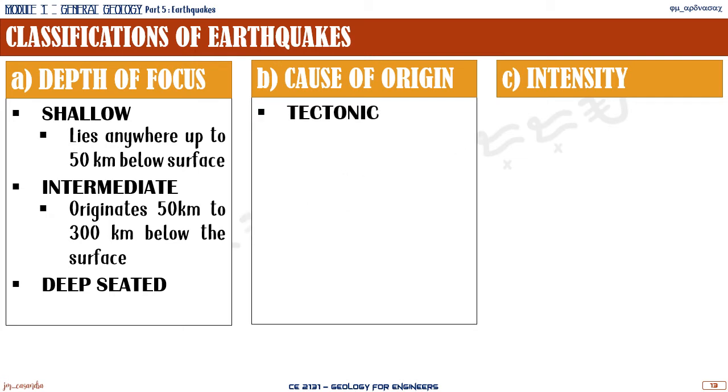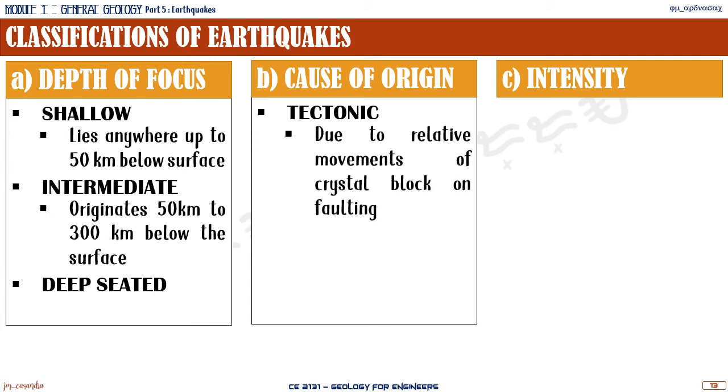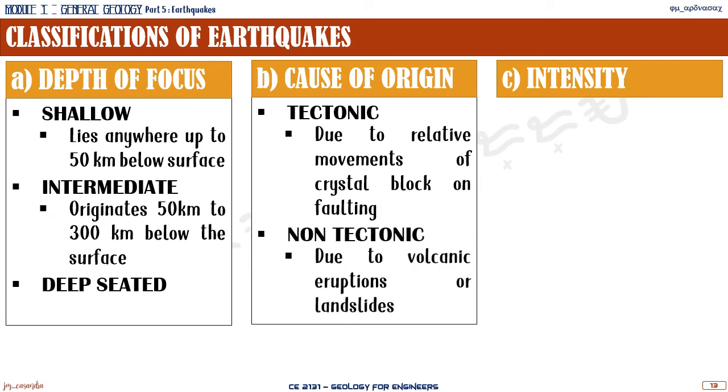And then for the cause of origin, an earthquake could be called a tectonic earthquake, which is due to the folding or the faulting, the movement of your plates, or a non-tectonic origin. So this would usually be due to volcanic eruptions, your landslides, or your superficial cause.